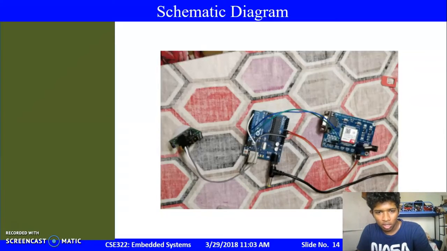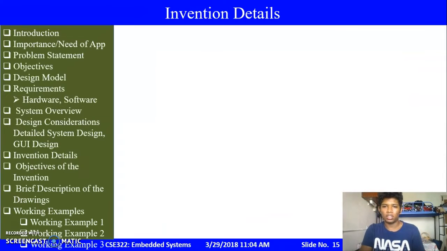This is the sensing module, the PIR sensor which we use, the Arduino board, and this is the GSM module which is used to send the messages. The PIR module is used to sense things, and Arduino acts as an interface or medium connecting these two, and produces a message whenever an intruder is present.